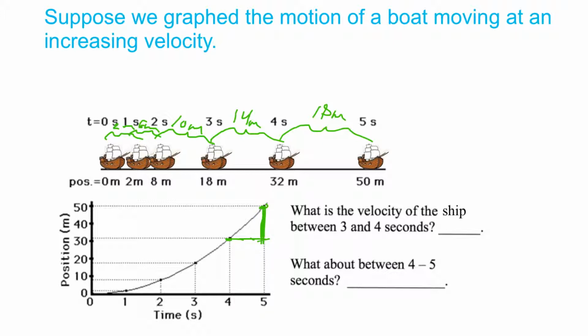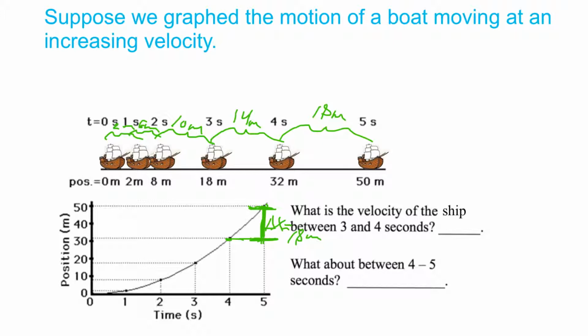Alright, so again, that 50 meters is here, and the 32 meters is here. So the change in position in this section of the graph is worth 18 meters. Alright, that's the displacement between this section of the graph. And it's different for each of these sections. That's what we figured out up here at the top.